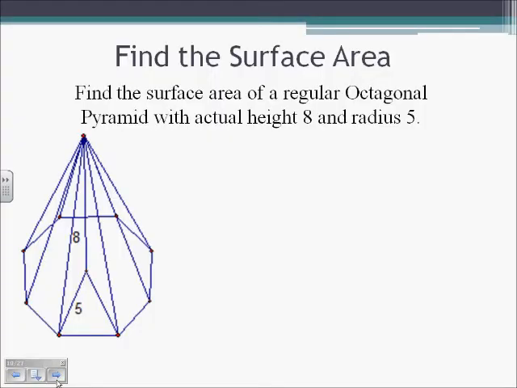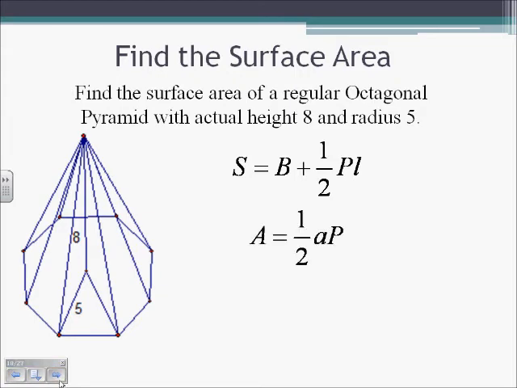We can do this with any regularly based pyramid. So here we can do it with a regular octagon. We know the pyramid has an actual height of 8 and a radius of 5. We're going to follow the same process to find our surface area here. We know our surface area is going to be the area of the base plus 1/2 the perimeter times the slant height.